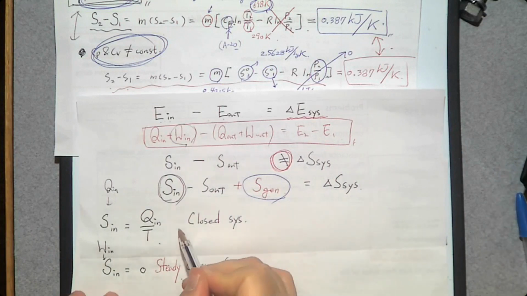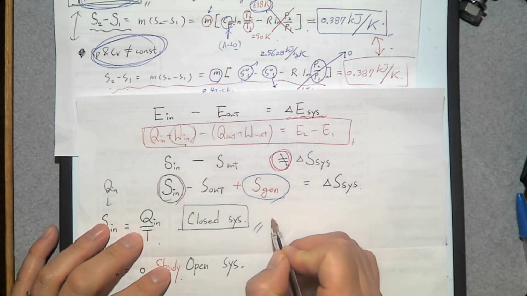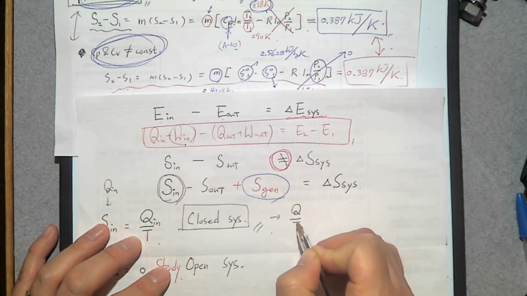Then let's talk about the closed system first. Closed systems may have energy transfer by heat or energy transfer by work. So we are going to use either this one or 0. So the only entropy transfer is going to be Q over temperature. So when we have a closed system, it's going to be Q over temperature.